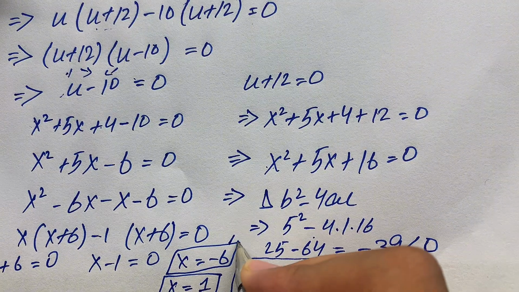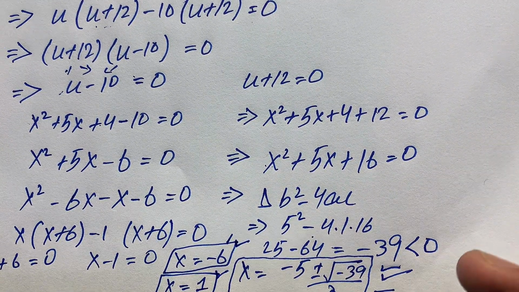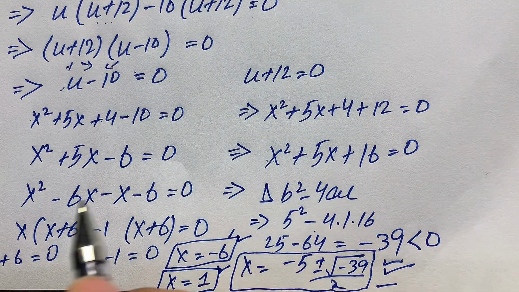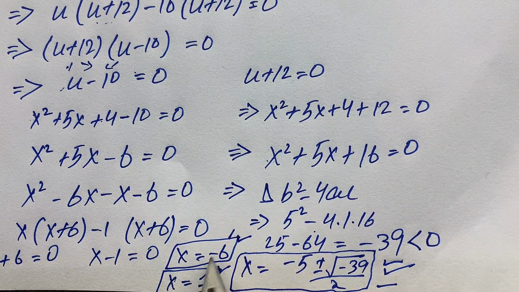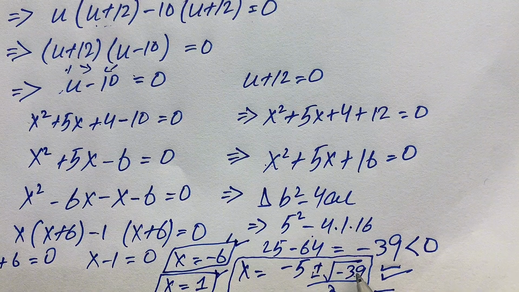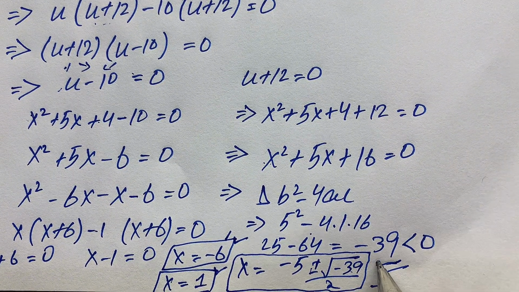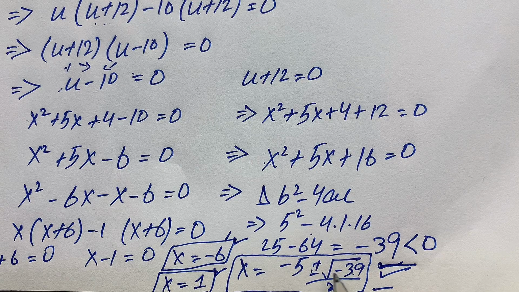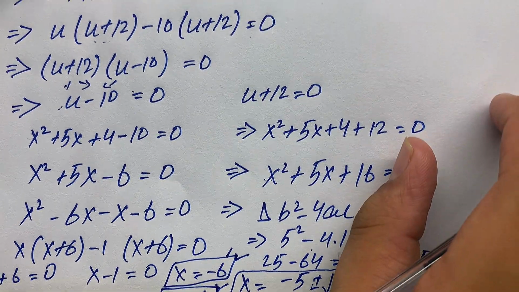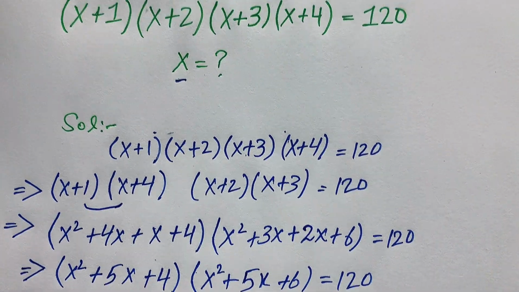Now this is our value of x. So we get three values of x: minus 6, 1 and minus 5 plus minus under root minus 39 divided by 2. I think this is a good method to solve this problem.